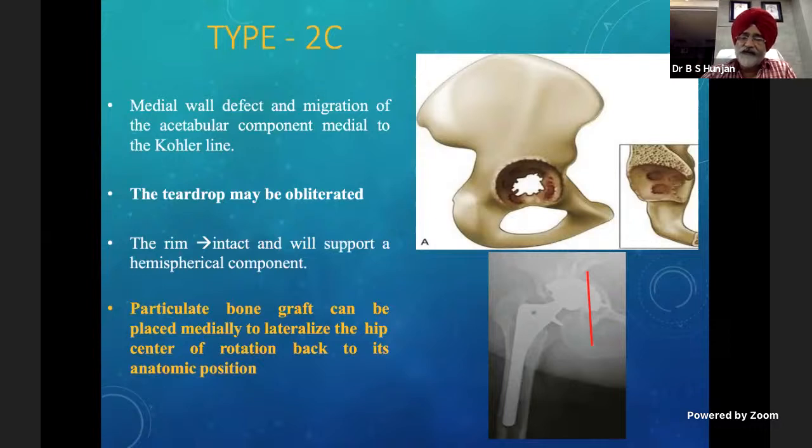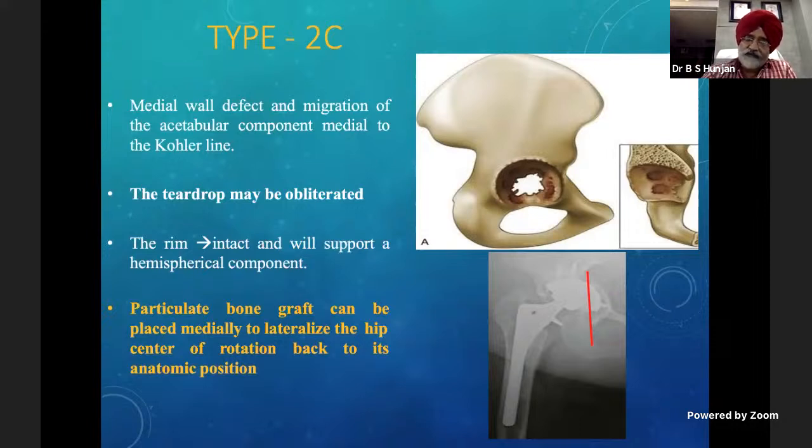Now, type 2C, there is a medial wall defect in this case, and there is migration of the acetabular component medial to the Kohler's line. As I told you, the Kohler line is the ilioischial line, and here the cup has gone medially, and this is 2C. And the teardrop may be obliterated, and the rim is intact and will support a hemispherical component.